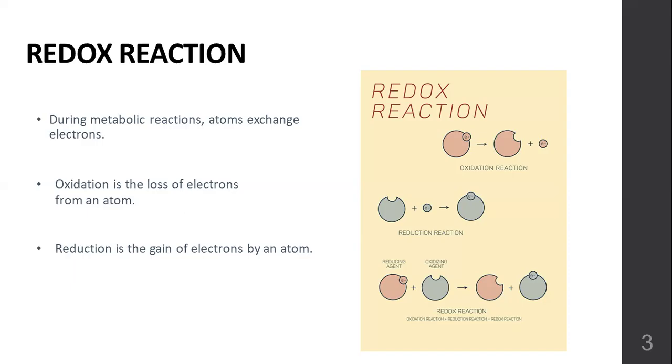Whenever there are metabolic actions taking place within your body, at a biochemistry level, some atoms will lose their electrons and those atoms are undergoing oxidation. Some atoms will gain electrons and those atoms are undergoing a reduction reaction. So these are the two main reactions through which antioxidants can be understood.